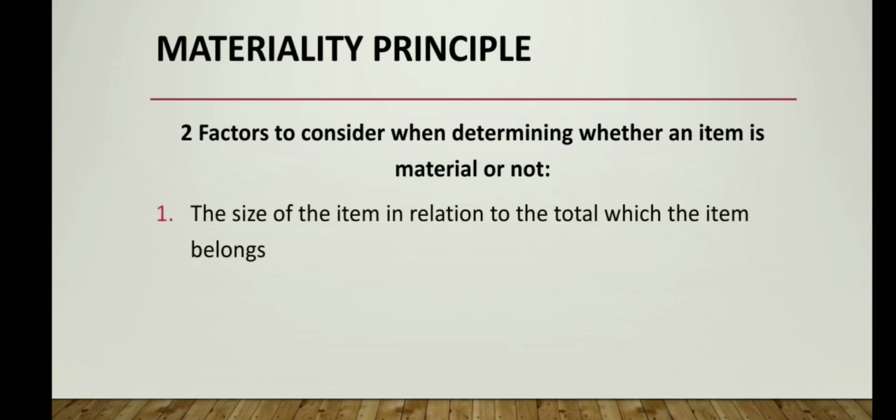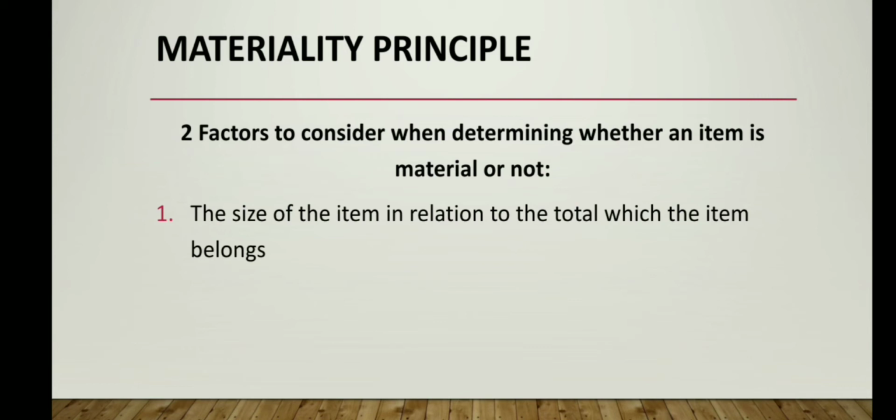First is the size of the item in relation to the total which the item belongs. So, for example, the amount of advertising expense to the total selling expenses, or let's say the amount of office salaries to total administrative expenses.